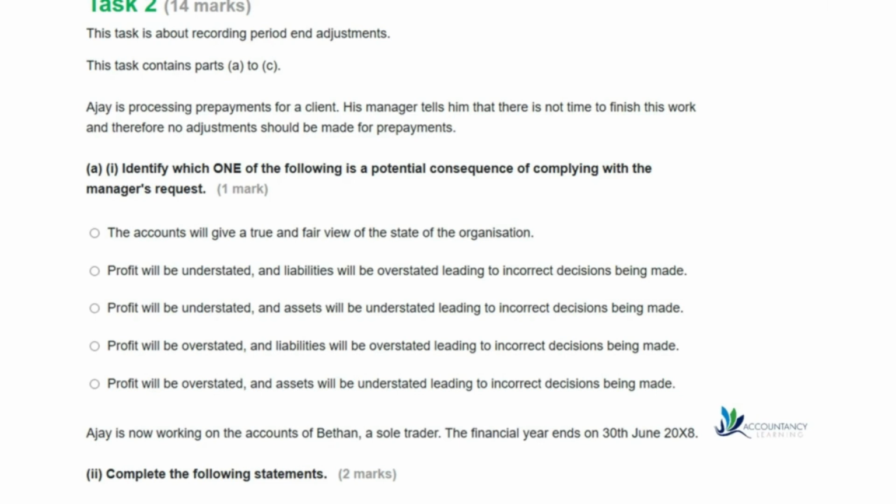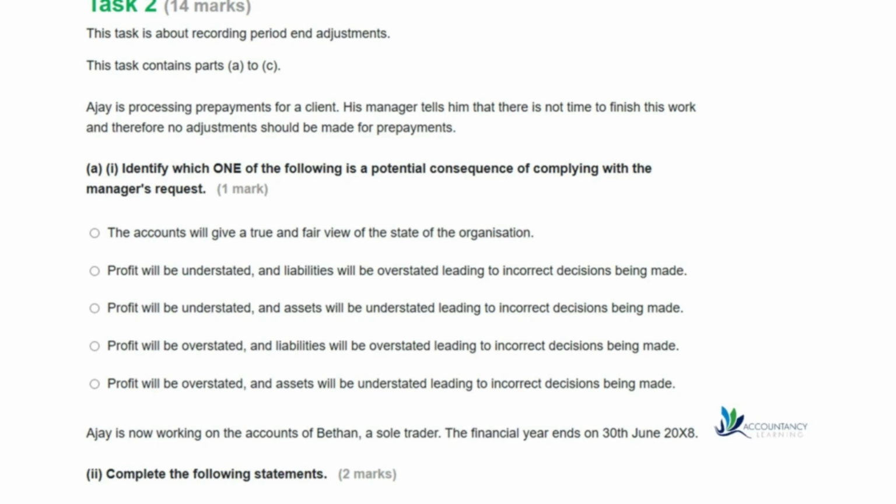The rest of the options that we've got there are all about whether profit is going to be understated and the effect on assets and liabilities. So when we think about it, if we haven't put any prepayments through, then it means that we have put the cost of something through that may be for the future financial accounting period. So therefore, it's going to have come out of our profit. So therefore, our profit is going to be understated because we should have really put some of those costs in the future period. So it's got to be either the second or the third one, because profit has to be understated.